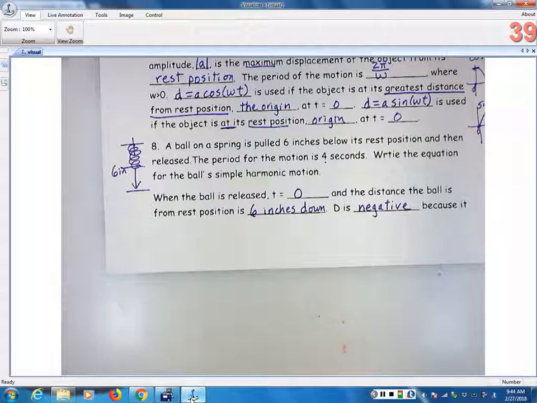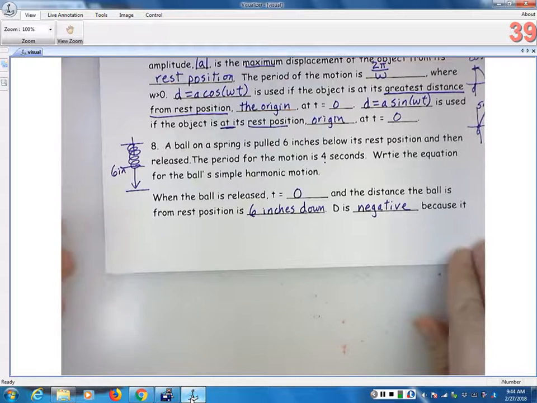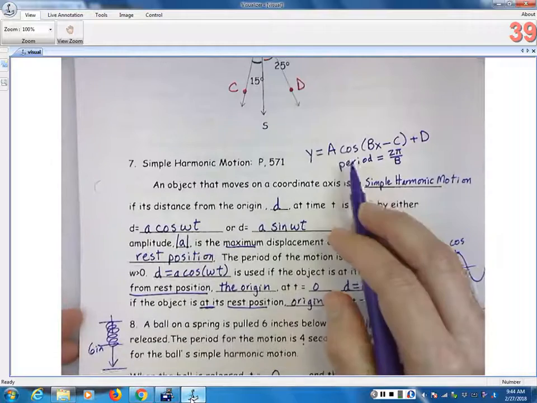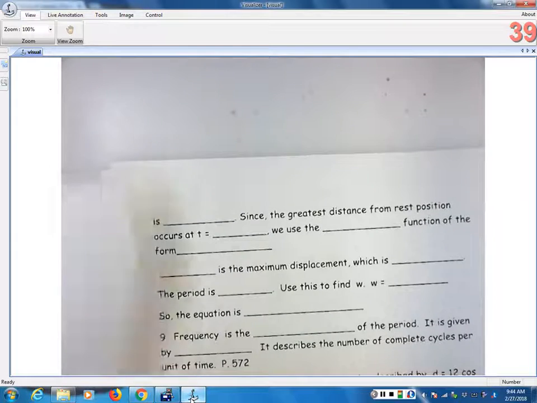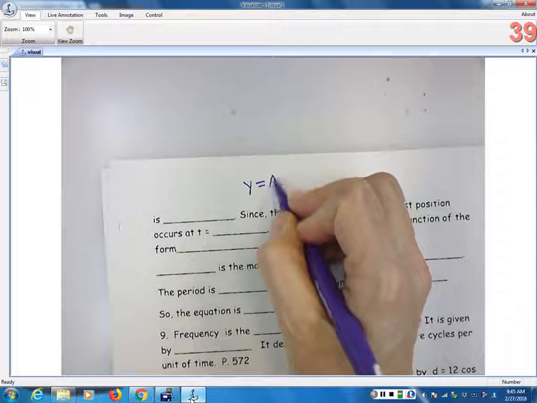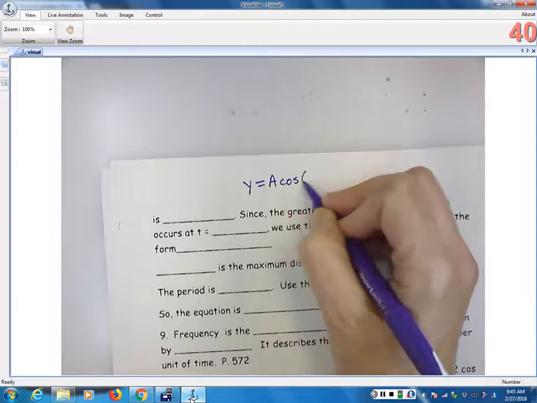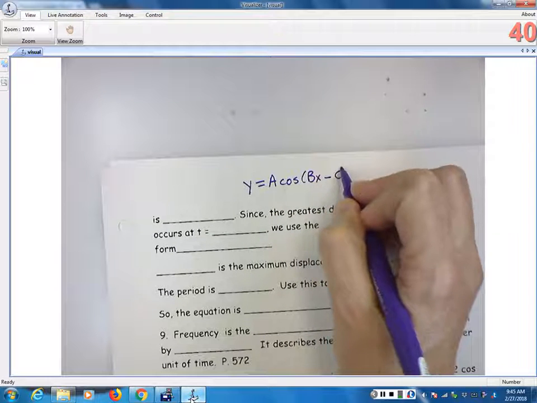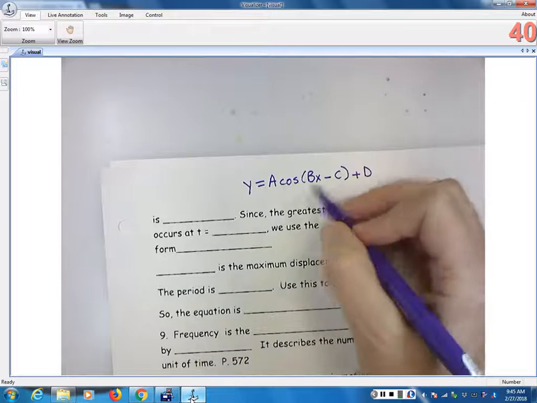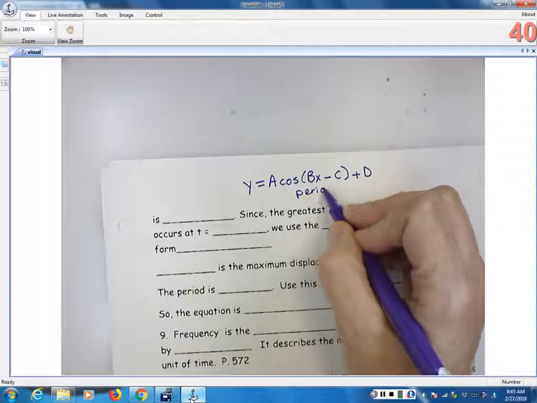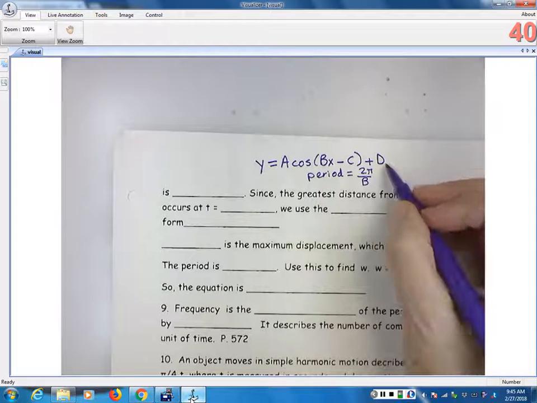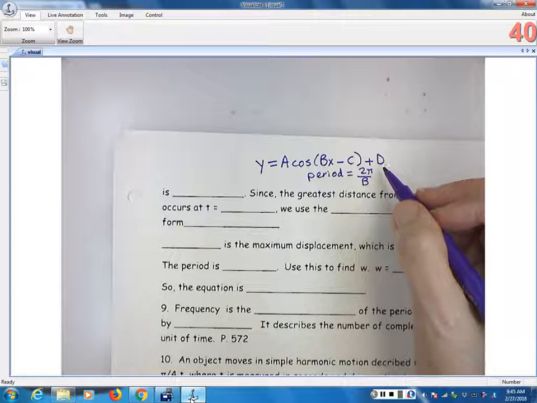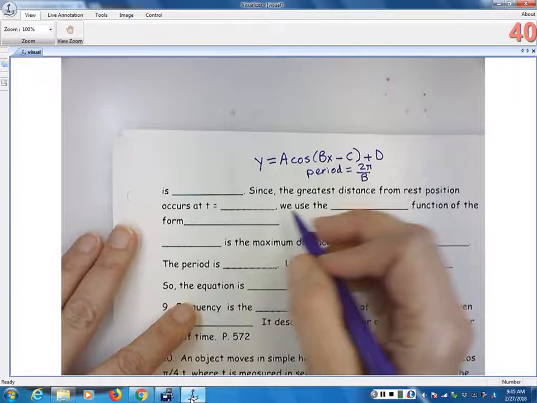Because it is down. Remember D, I'm talking about this. Let's write this equation back up here: y equals A cosine of (bx minus c) plus d. And the period is 2 pi over b. So we're saying our d is negative because we pulled it down.